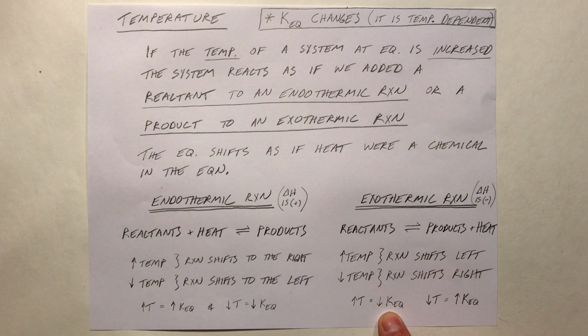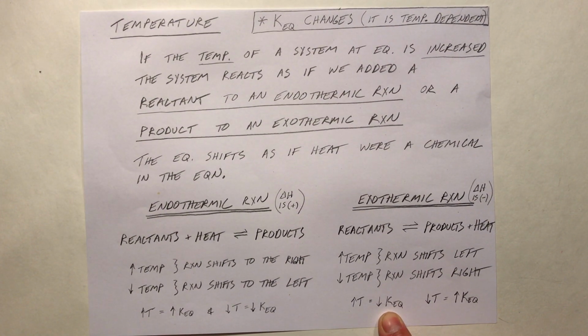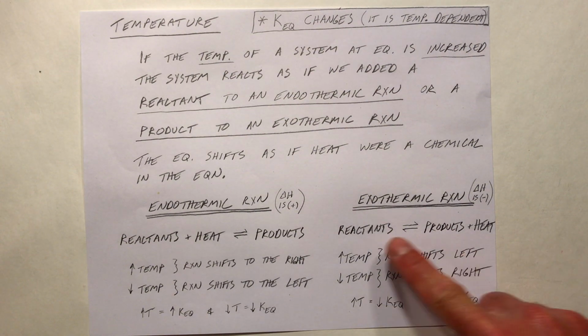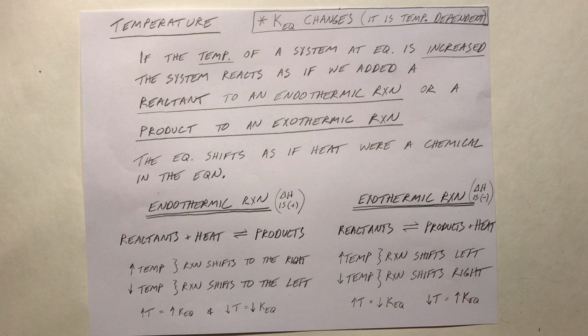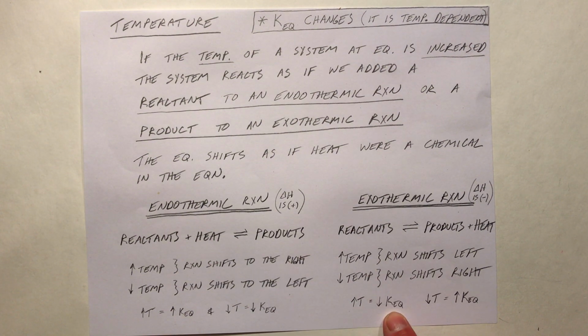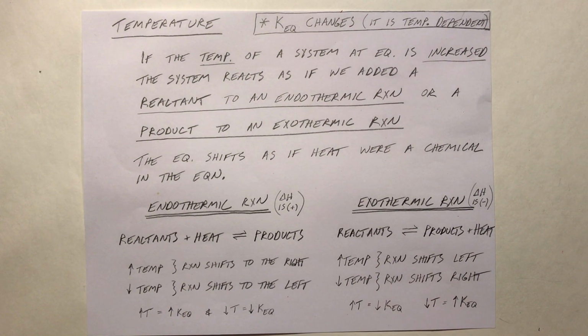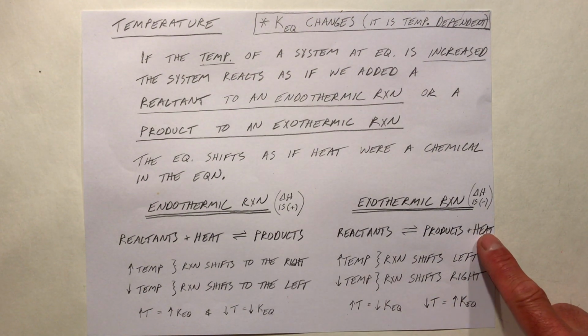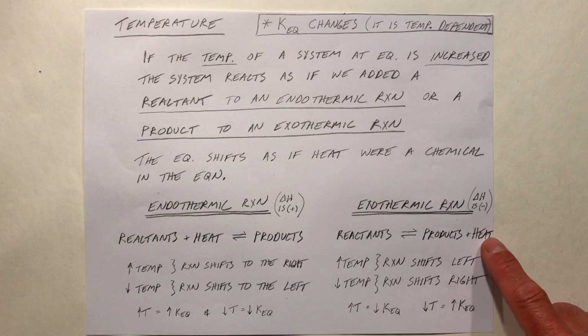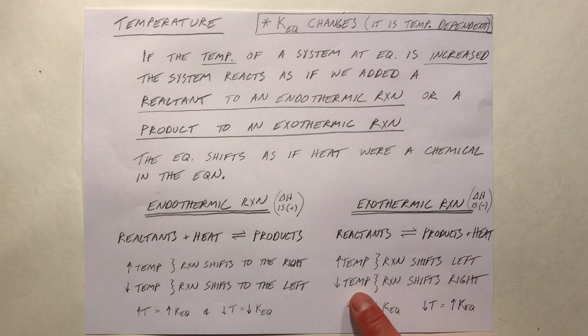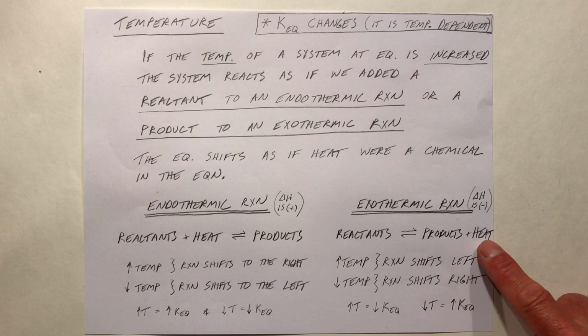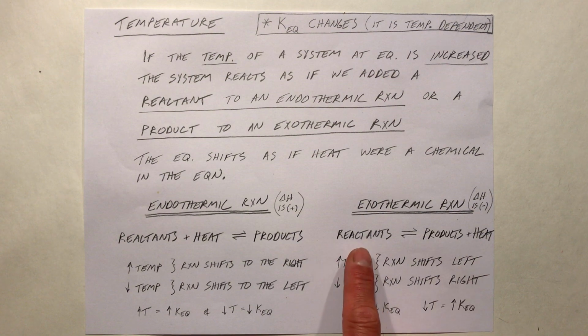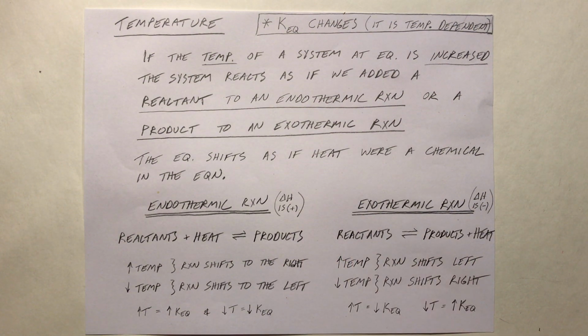Again, remember the equilibrium constant is calculated with products over reactants. So if we shift the equilibrium towards the reactants, KEQ is going to decrease. With an exothermic reaction, increasing temperature makes KEQ get smaller. And then we see the reverse. If you decrease temperature, that means we're taking heat out of this side of the reaction, right? Because decreasing temperature is removing heat. If we remove heat from the product side, the equilibrium would shift towards the products.